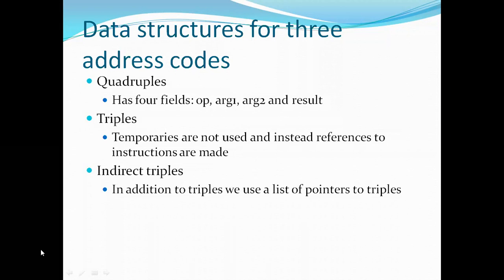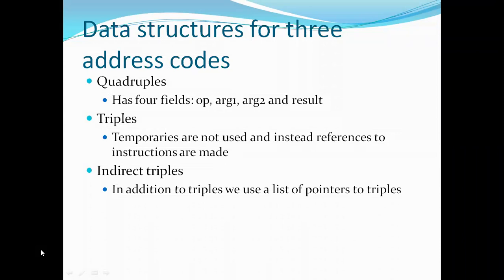The operator field is used to represent the internal code of the operator. For any internal code for the operator, we are using OP. Argument 1 and argument 2 represent the 2 operands. That means for the operator, we have the left operand and the right operand. The left can be called argument 1 and the right can be called argument 2. Make a note of this.